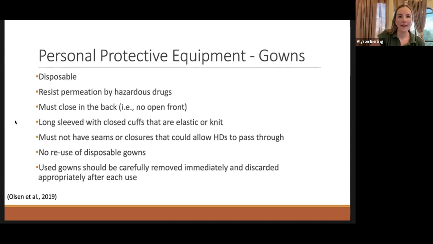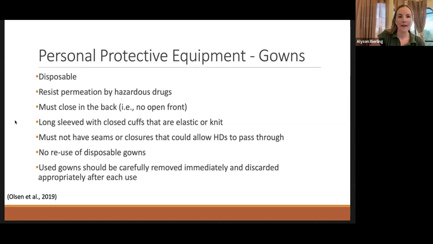We'll talk a bit about gowns now. The gowns that we use to protect ourselves from chemotherapy should be disposable. Ideally, we should not be reusing these gowns. These gowns should resist permeation by hazardous drugs, so they should not be a cloth material. They should have some degree of plastic or another material that prevents any permeation. They should close in the back, they shouldn't be open in the front.